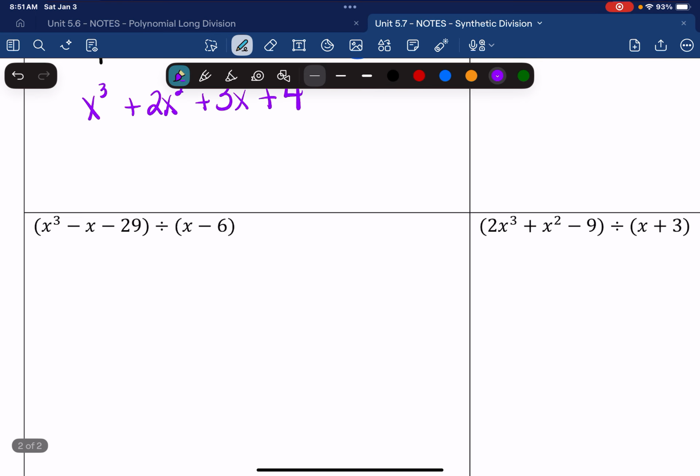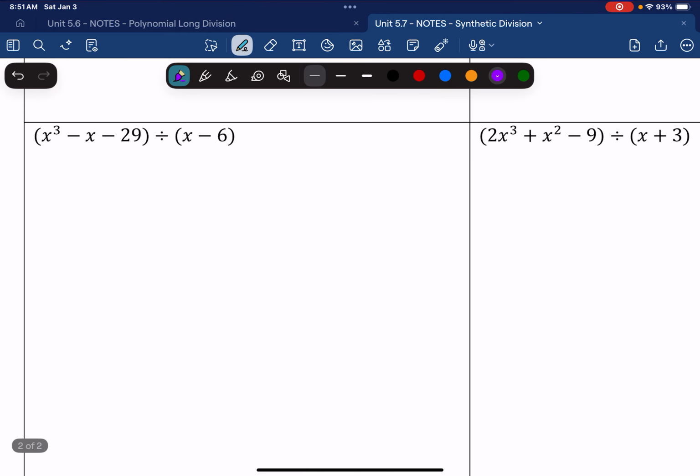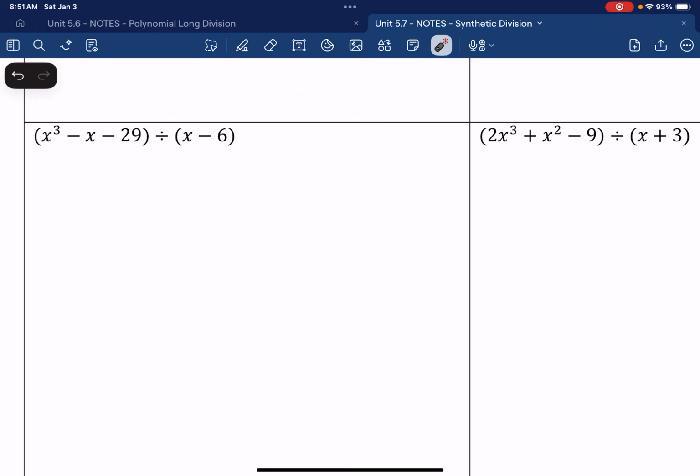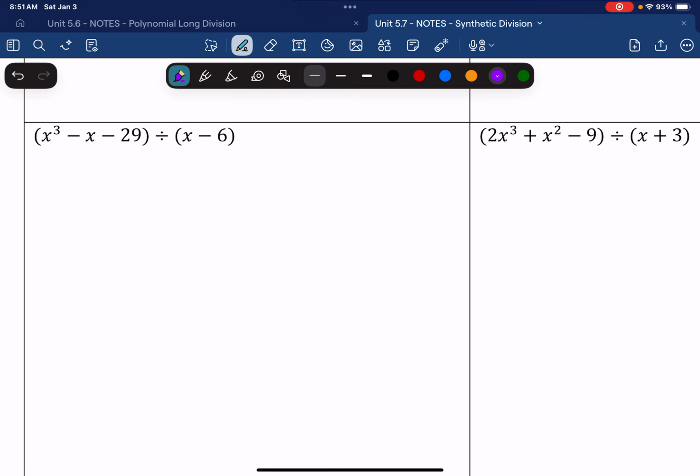All right, let's do one more problem. X to the 3rd power minus x minus 29 divided by x minus 6. Are we allowed to use synthetic division? Yes, we are, because our divisor is linear and its coefficient of x is 1. So what is our k value here? Let's use purple this time. Our k value is a positive 6. So let's put that 6 on the outside and draw our little L shape.